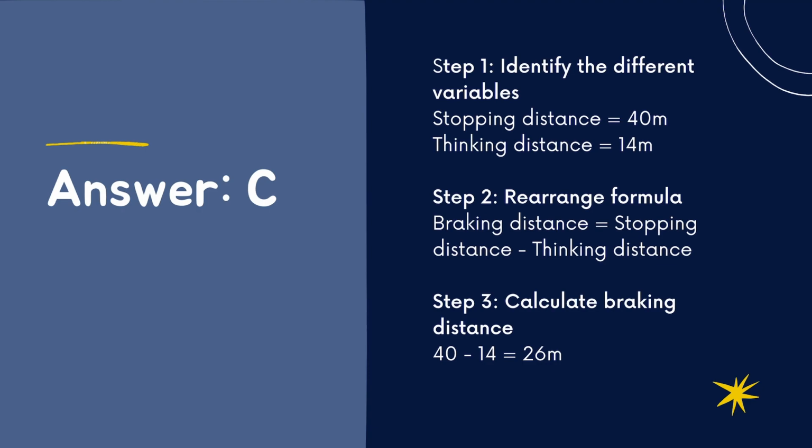The second step is we want to rearrange the formula for stopping distance to get braking distance as the subject instead. So we'll need to subtract thinking distance from both sides, leaving us with braking distance equals stopping distance minus thinking distance. And finally, we'll calculate the correct braking distance by using this formula. So stopping distance, which was 40 meters, minus thinking distance, which was 14 meters, is going to leave us with 26 meters.